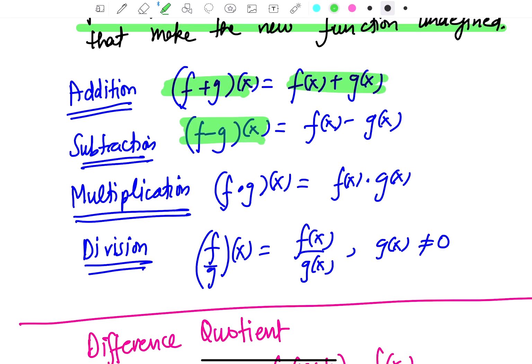To obtain the subtraction function, subtract the individual functions. Be careful if you're subtracting a binomial. Don't forget to include parentheses and distribute the negative sign into the entire second function.